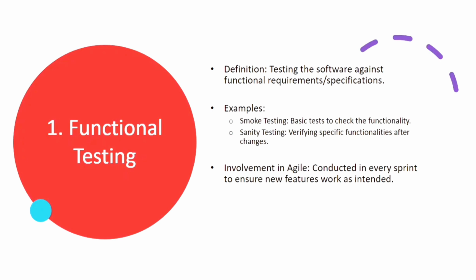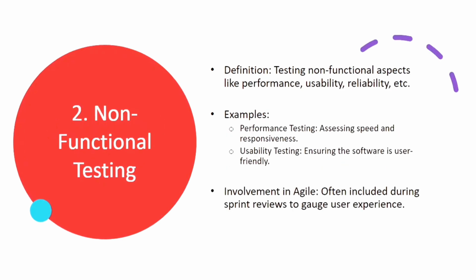Inside functional testing we test a bunch of positive scenarios and negative scenarios. How is it involved in agile? For every sprint, for every new feature, we have to run one round of functional testing, guys. Then we have non-functional testing. Here we are checking the usability and readability of the application. We check the performance of the application, how the software looks, and how usable it is for the end user. These things we check inside non-functional testing.